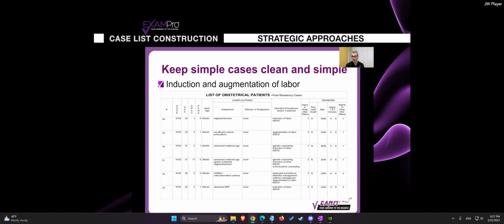I will point out on this case list, this candidate did use GDM-A1. I like that. They used NSVD. Now for ABOG's purposes, their approved abbreviation list doesn't include the letter N, it just uses SVD. So one comment I would make is to make the abbreviation SVD on every one of these deliveries.